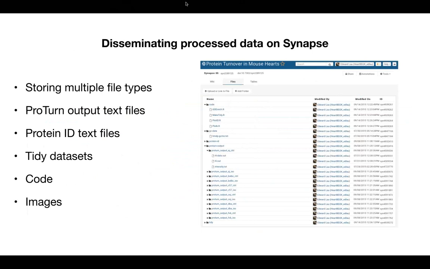So I won't repeat all the details here, but basically a project that we have started is organized into 3 major tabs that you can see near the top of the screenshot here, which are wiki, files, and tables. I'm showing the files tab here in this screenshot, and you can see a number of subfolders that we put different file types in. The platform is kind of agnostic to file types, and we could share different kinds of data at the same time. We could share protein ID files and protein output text files, tidied up data sets, and codes and images.